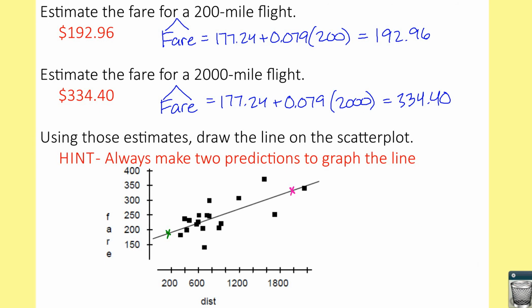So just so we're clear, this was the green point, and this was your pink point. Okay, so we went 2,000 miles and paid $334. Then we can graph our line. Okay, if you're doing it by hand, that's how I do it. So now we have our line on top of our scatter plot. Okay, so now we need to plot the residuals.